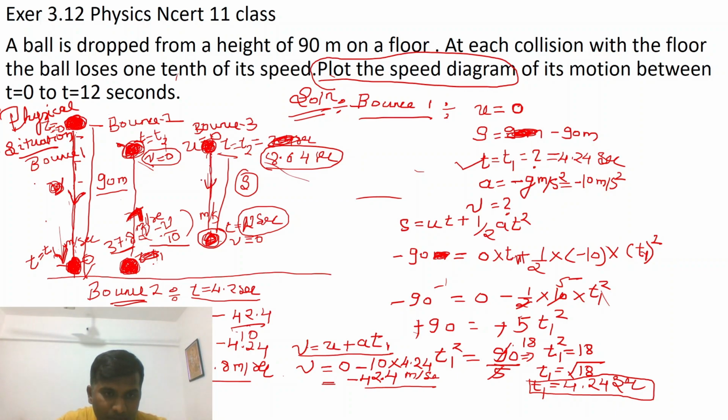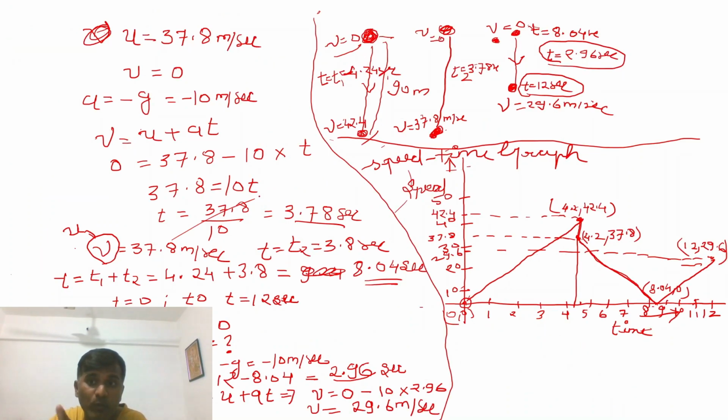At the third instance, where my velocity was 0, now the ball will come back. The ball will come back, and the velocity will increase now. Till 12 second, 12 minus 8.04, the duration left is 2.96 second. For this 2.96 second, how much distance will it travel?